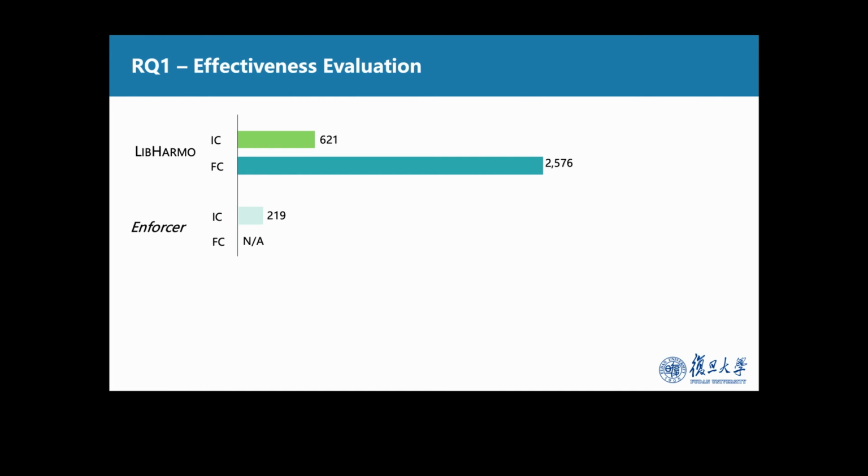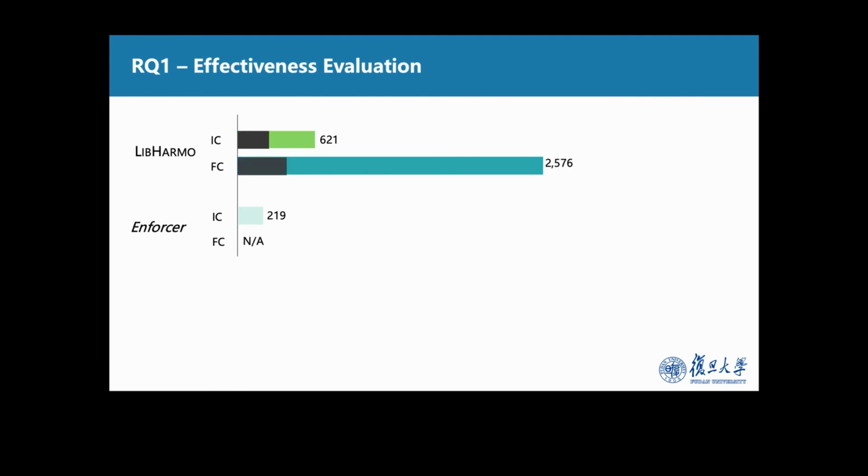As for effectiveness evaluation, LibHarmo detects 621 inconsistencies and 2,576 false consistencies in 152 and 341 projects. Maven's Enforcer plugin only detects 219 inconsistencies. As for false positives, we sampled 238 inconsistencies and 334 false consistencies using a statistical sampling approach.